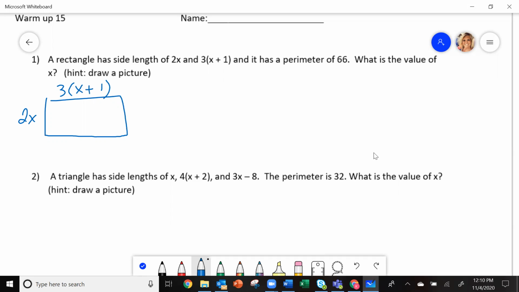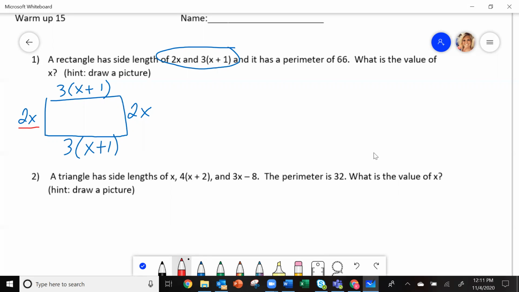Now, I always label my opposite sides because the opposite sides are always the same. So let's label our rectangle. Now, I drew the picture, labeled the sides with what they gave me right here. Let's find the perimeter. What does perimeter mean? Perimeter means to add up all the sides.